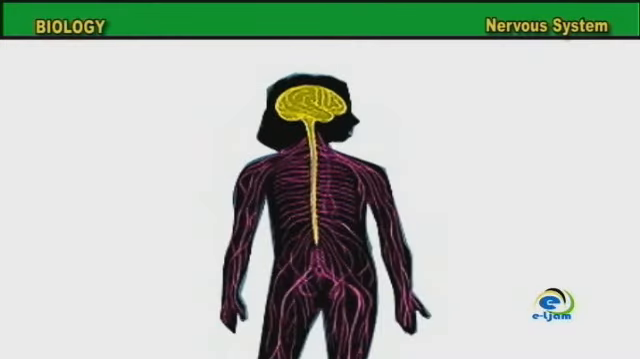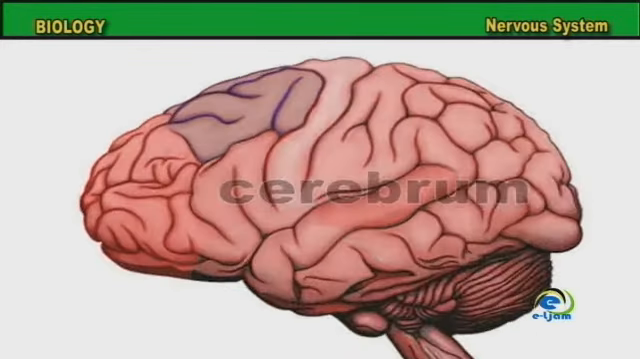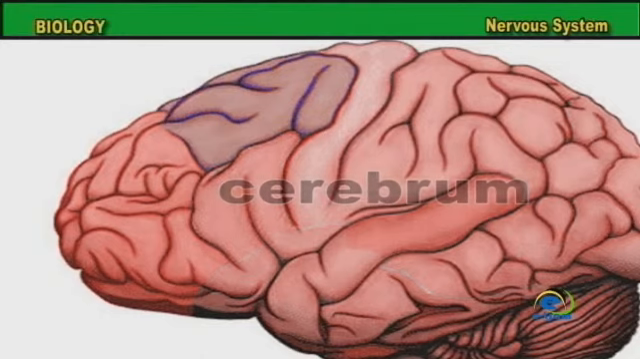The brain is one of the main parts of the central nervous system. It is divided into three main sections. They are the cerebrum, cerebellum, and medulla oblongata. The cerebrum is the largest part of the brain. The cerebrum is responsible for all voluntary activities of the body.